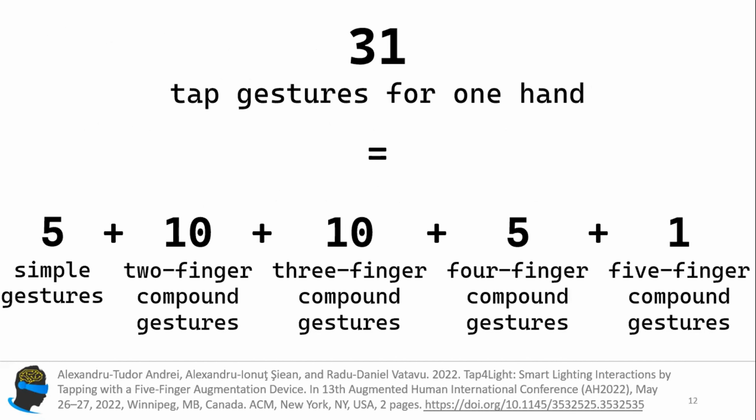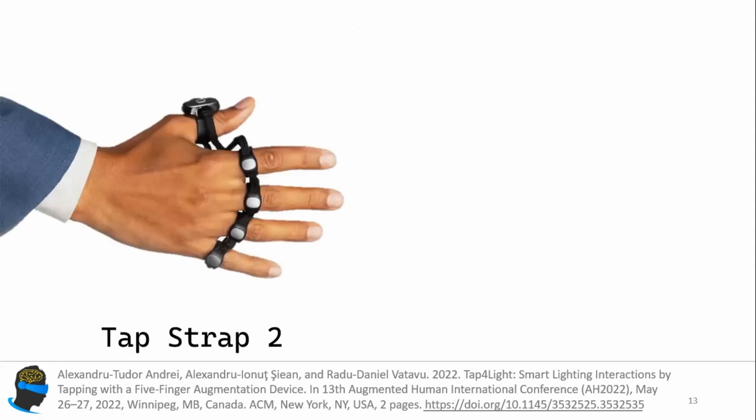5 simple tap gestures performed with one finger, 10 compound tap gestures performed with two fingers, 10 compound tap gestures performed with 3 fingers, 5 compound tap gestures performed with 4 fingers, and only 1 compound tap gesture that employs all the 5 fingers. We can see, therefore, that with 5 fingers, we can perform a variety of gestures that can be translated to various behaviors of a smart lighting system.